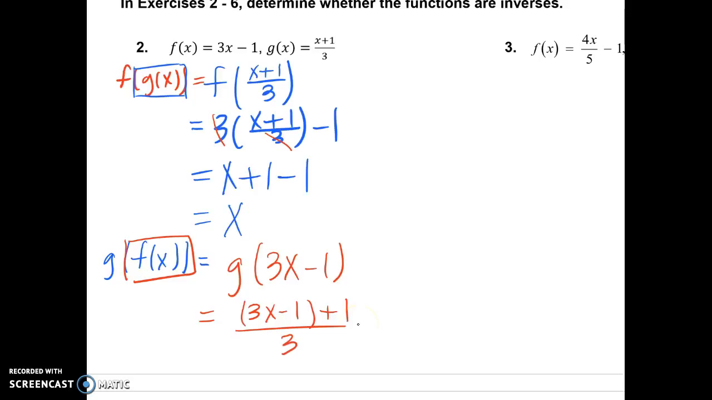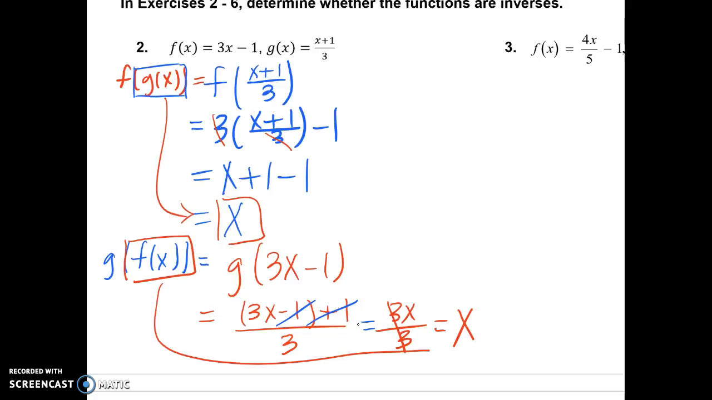If you notice here, this is a minus 1 and a plus 1, so that's going to cancel out. And we're left with 3x over 3, and the 3 and the 3 are going to cancel out, so we get x. So f of g of x is x, and g of f of x is also x. So that means that yes, these two functions are inverses of each other.